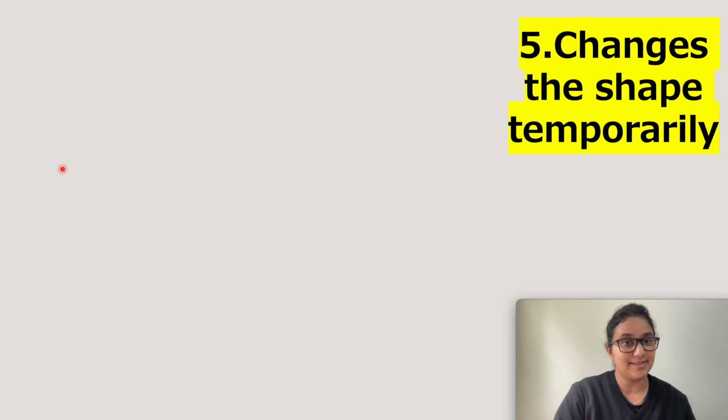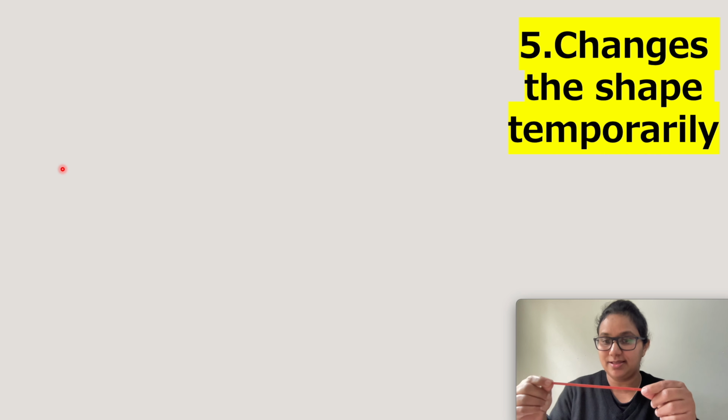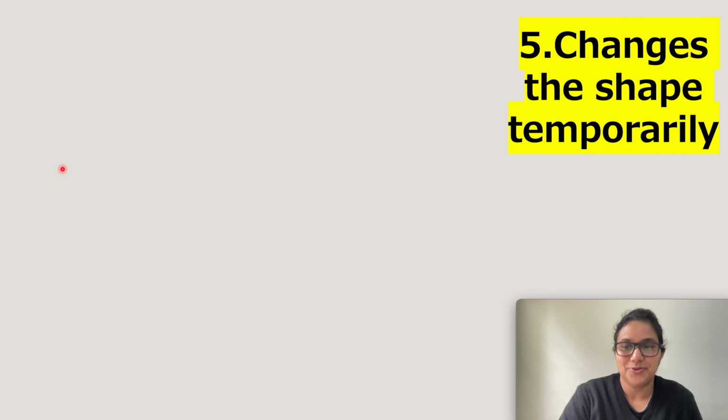Next is change the shape temporarily. So here you can see that this is an elastic rubber band. When I start applying force, it stretches. When I stop applying force, it comes back to its original position. So force can change the shape temporarily.